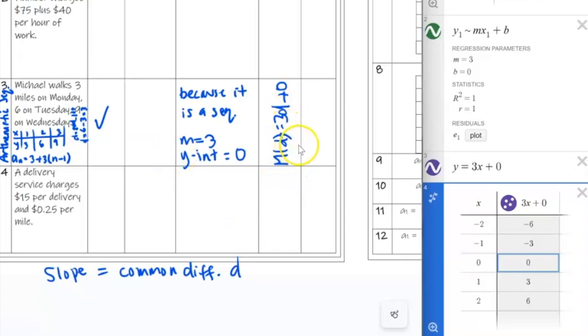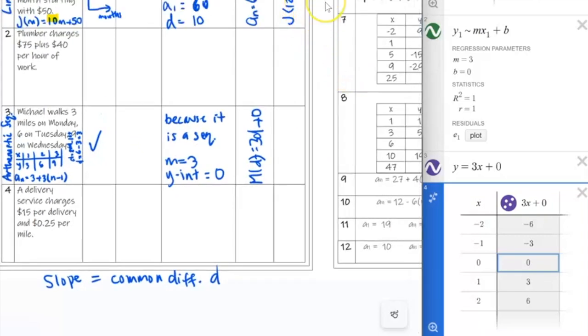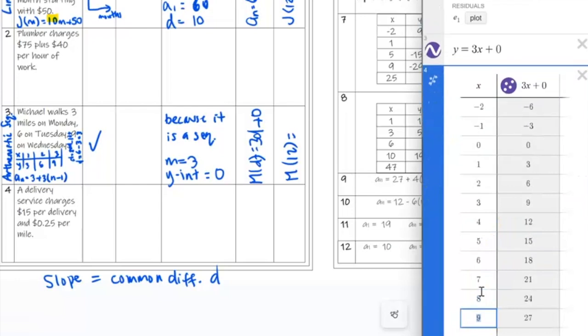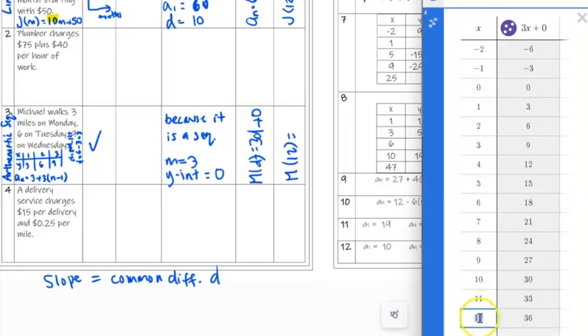Now that I know that, let's evaluate it for M(12). This is really cool because I already have the table here, so I can just press enter, enter, enter, enter, enter, enter, enter, enter. So M(12) is equal to 36. Let's practice.